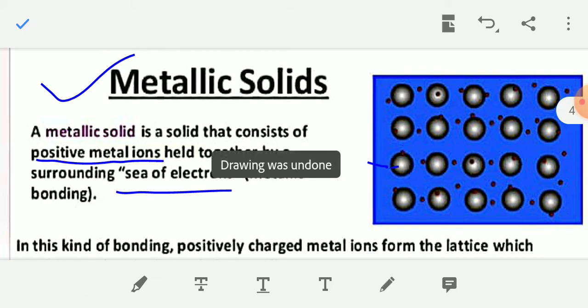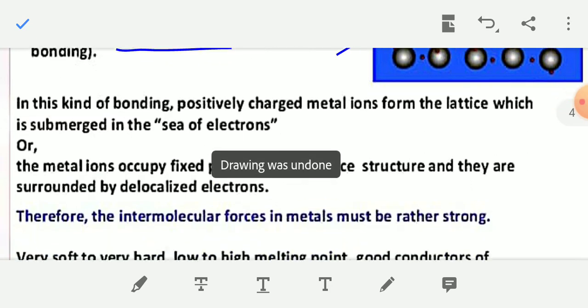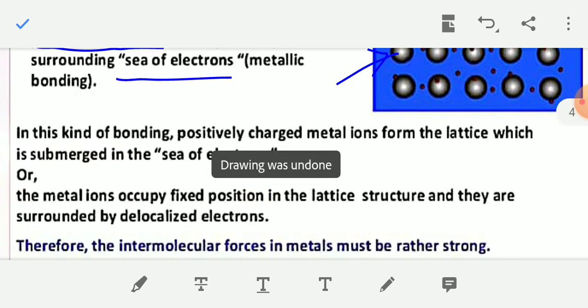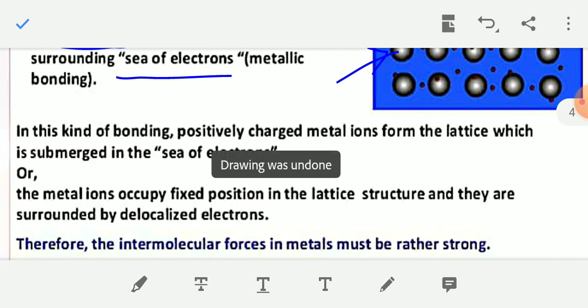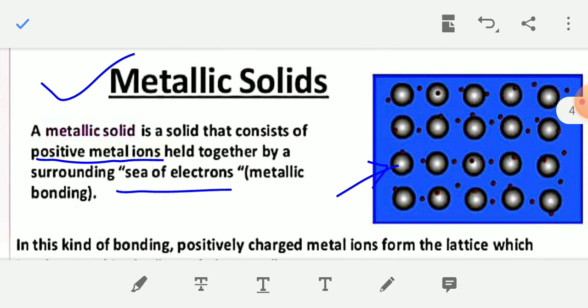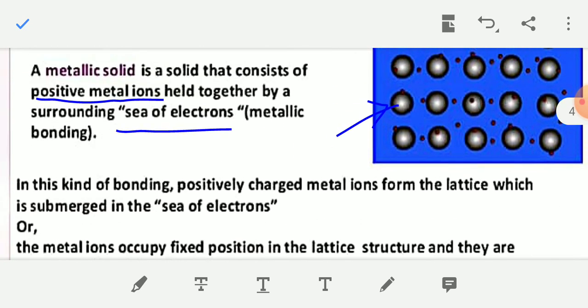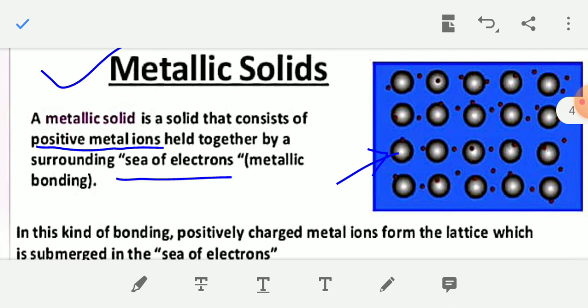Now see some properties of metallic solid. In this kind of bonding, positively charged metal ions form the lattice, which is submerged in the sea of electrons. In metallic solid, the metal atoms lose their valence electrons and form a sea of electrons, and within this sea of electrons, the positively charged metal ions float.